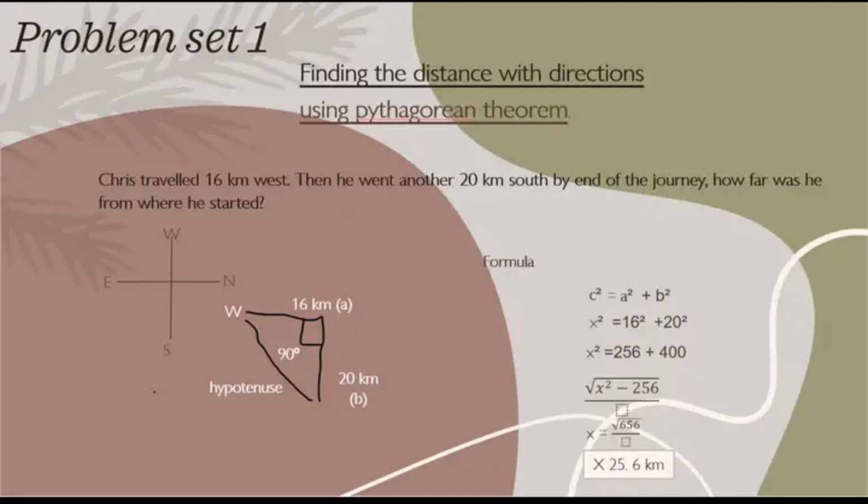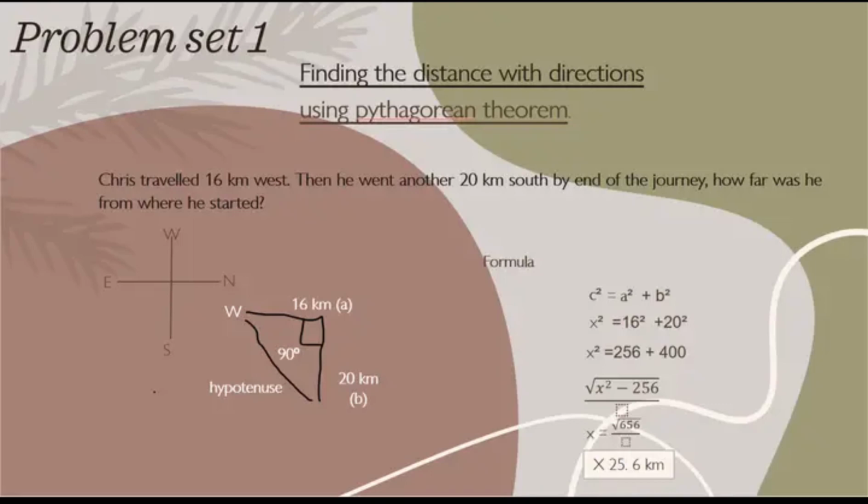To identify how far Chris traveled from west to south, we will measure the hypotenuse. We will use the formula c squared equals a squared plus b squared. Here we will write the value of c squared as x squared to know its value, or the hypotenuse. Now, a squared is 16 km or 16 squared, and b squared is 20 km or 20 squared.